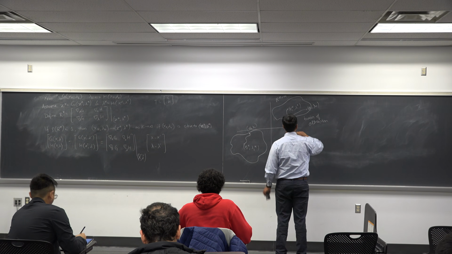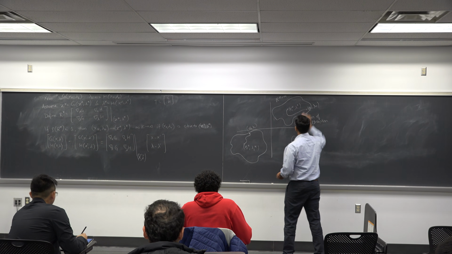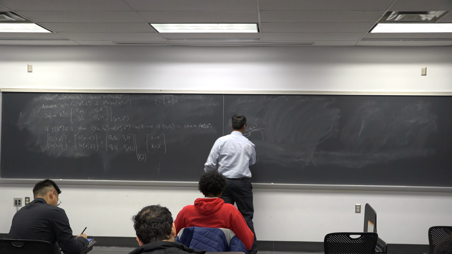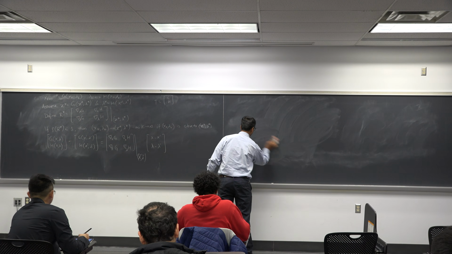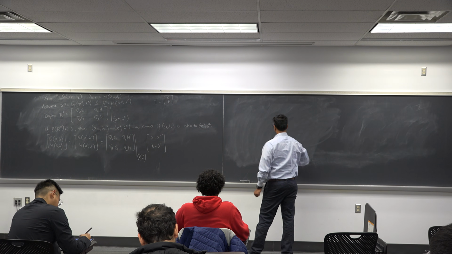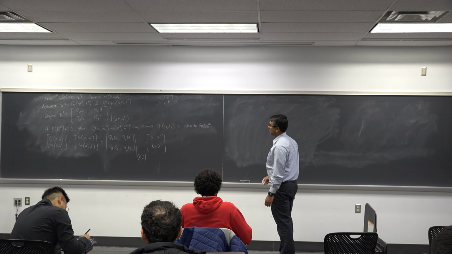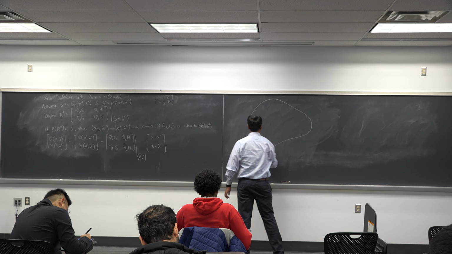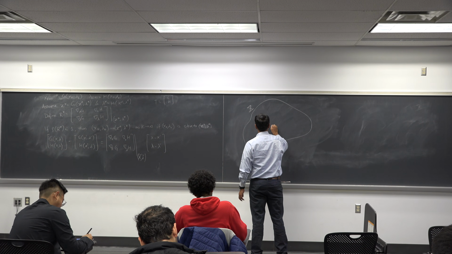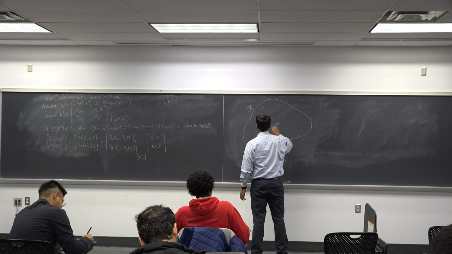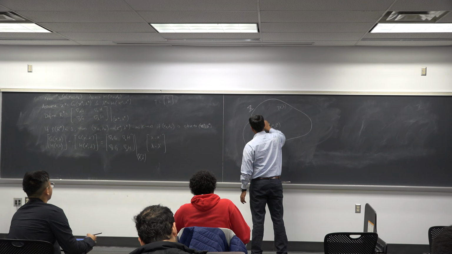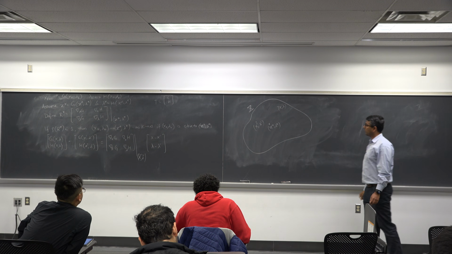So I have this point. Let me erase this. So this is my set capital X. This is my point x star, lambda star. This is my point x and lambda. This is my point x prime and lambda prime.